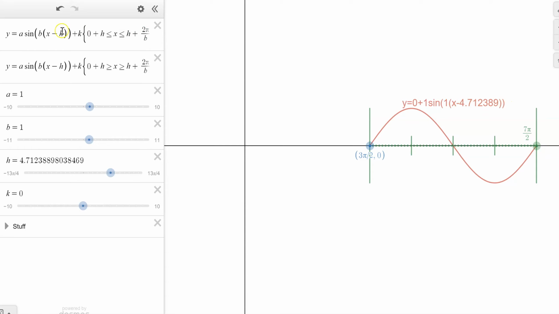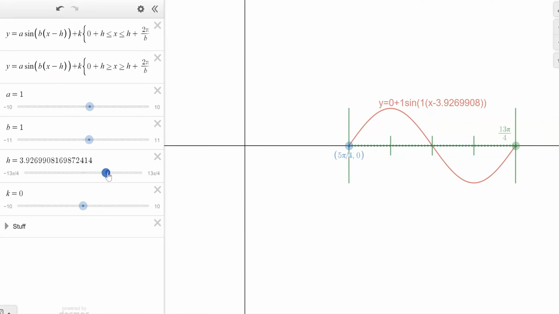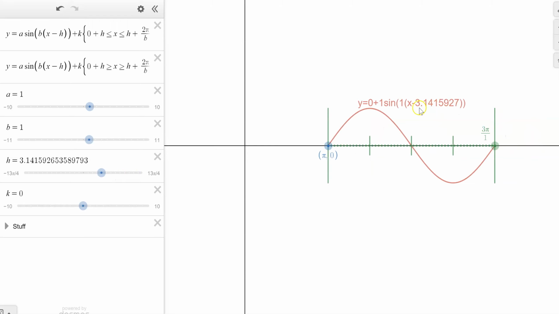So whatever number you have for h, opposite sign of course, that's why we have minus. So this is x minus 4.7. You'd be at 3.2. Look, we'll take it back to pi because you know that one. That's 3.14, and you can see we're now starting at pi. So we're normally at 0, so it's been shifted pi units, because if you were to plug in pi, take away pi would be 0, and so it takes us right back to 0. Sine of 0 is 0.